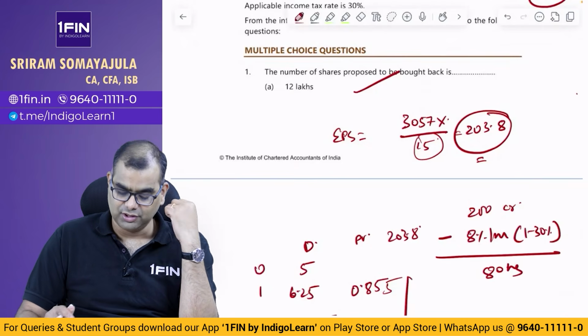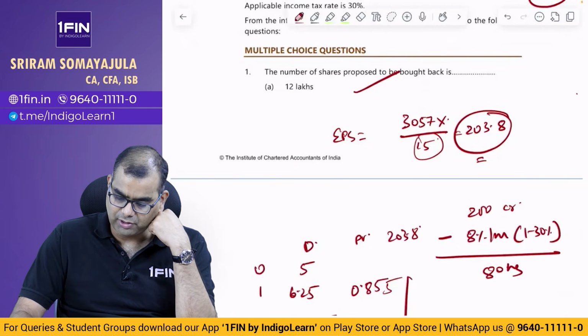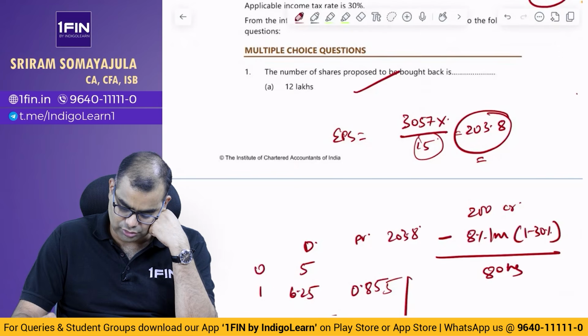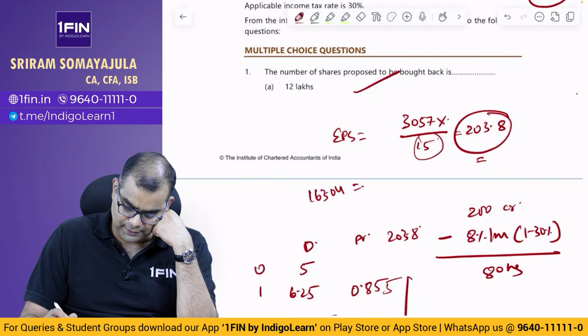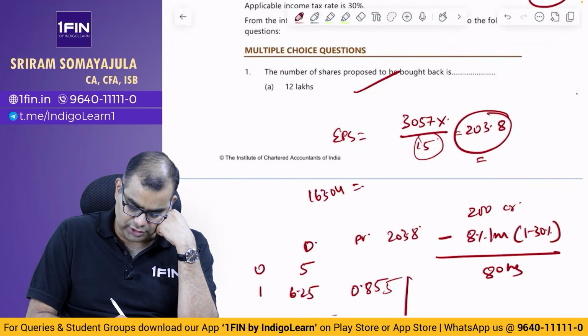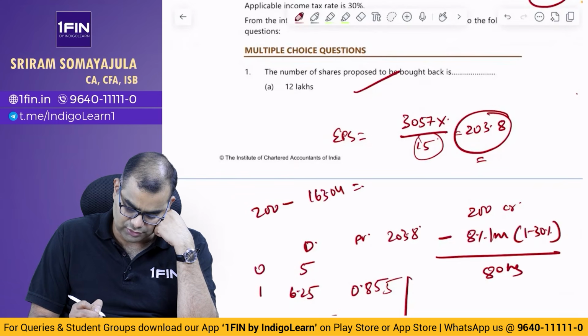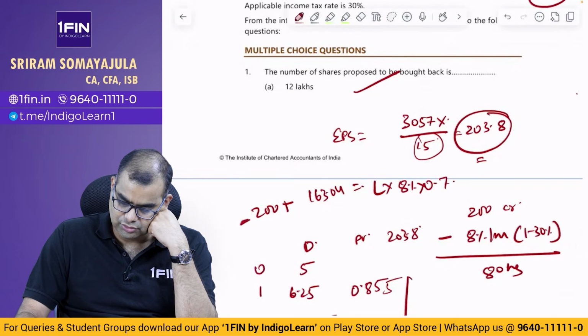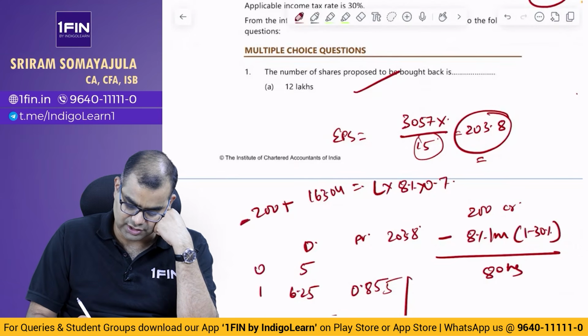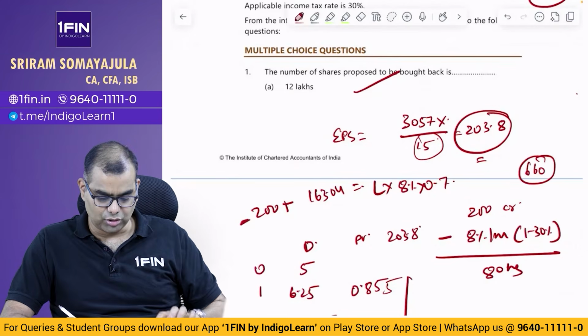Now we have to find out the loan value. 203.8 into, everything is in crores, right? 203.8 into 0.8, I get 163.04. And I'll move 200. 200 minus 163.04 is equal to loan into 8% into 0.7. So 200 minus 163.04, divided by 0.7, divided by 0.08, is equal to the loan value, which is 660 crores. Now 660 crores is the loan.